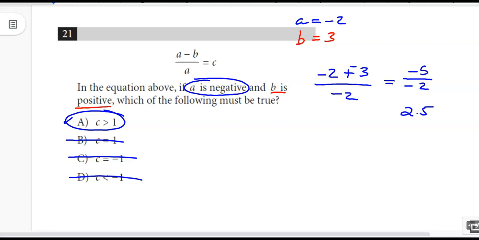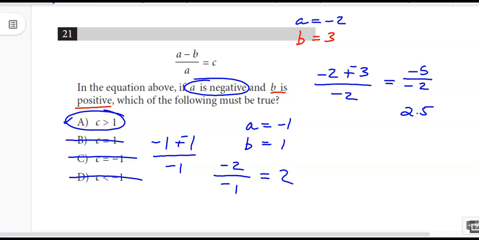Sometimes you might get 2 right answers, and you may have to play and change your numbers a little bit. So somebody else might have said, hey, I'm going to do A is -1 and B is +1. Let's just say that you did that. You would get a -1 minus a +1 all divided by a -1, which is a -2 divided by a -1, which is +2. And that one would still work too. Sometimes, though, you do get 2 right answers, and you've got to just try some more numbers until you get it down to 1.